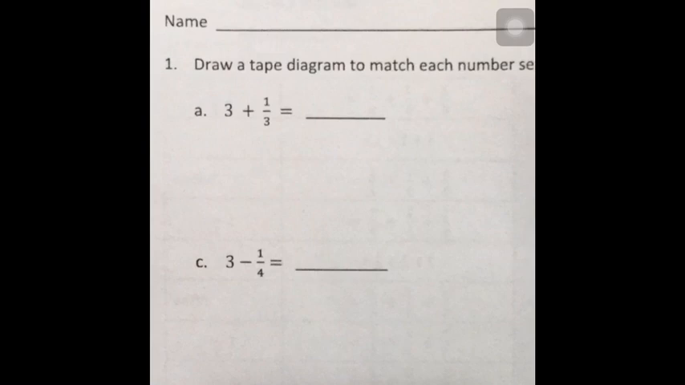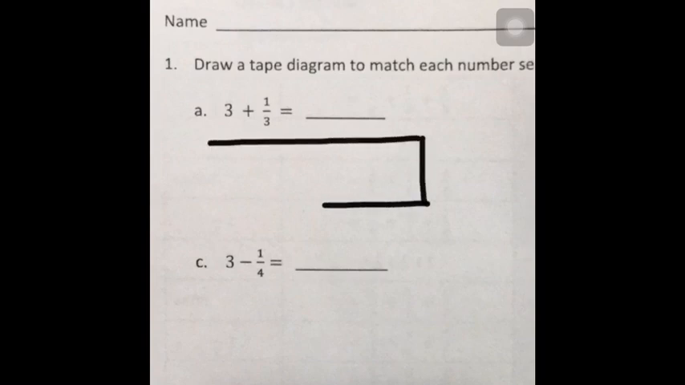And it's 3 plus 1/3. Now I know that most of you, if not all of you, could just say, oh, 3 and 1/3, that's just 3/3. But we still want you to draw a tape diagram to show this. So I'm going to put this into thirds, and then I'm going to add just one more little piece over here.